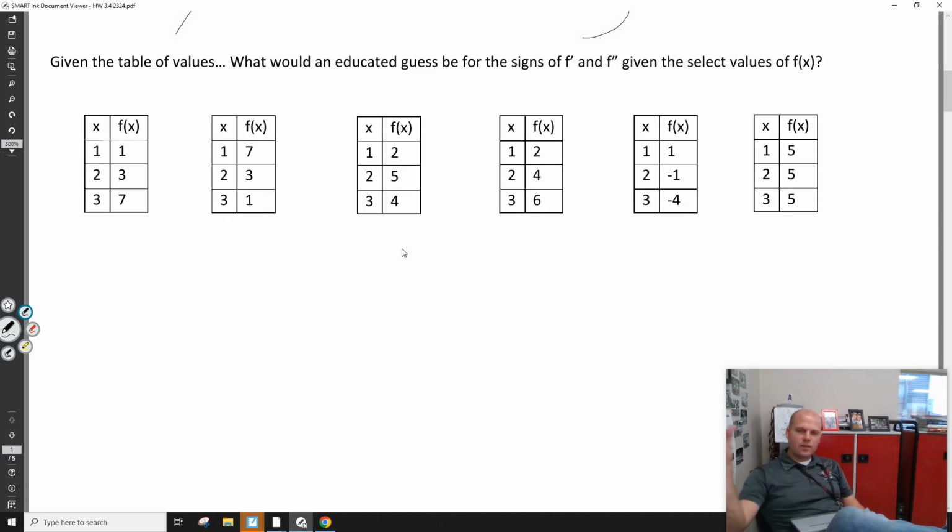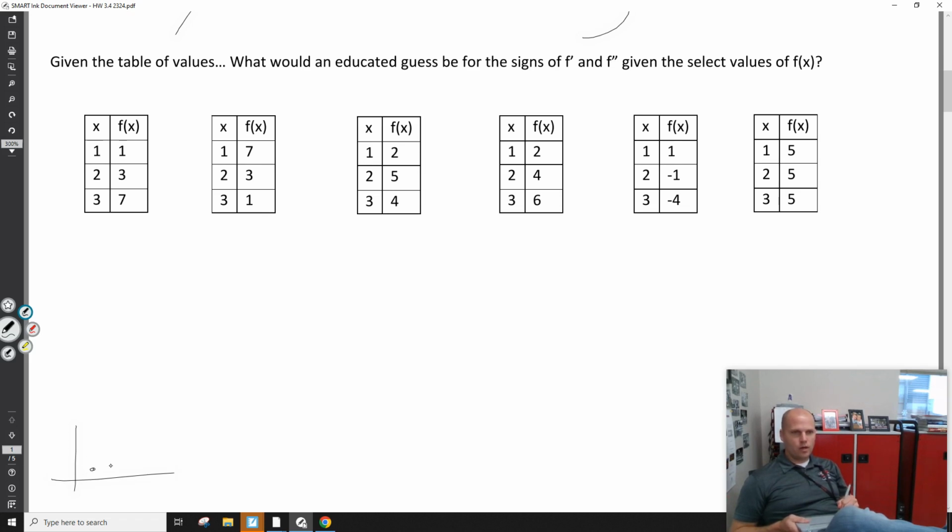Now, I could give you a table of values and ask you what are the signs? Like, what's going on here? Are you increasing, decreasing? Are your slopes positive or negative? Are your slopes increasing or decreasing? Now, there's two ways to do this, and having two ways to do things sometimes freaks students out. But one way, which I don't think is the good way to do it, is to kind of sketch.